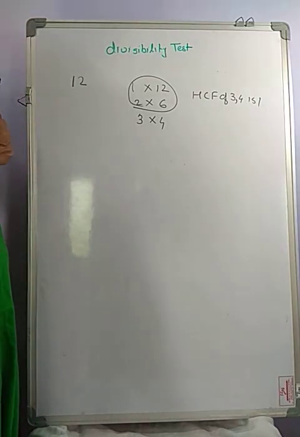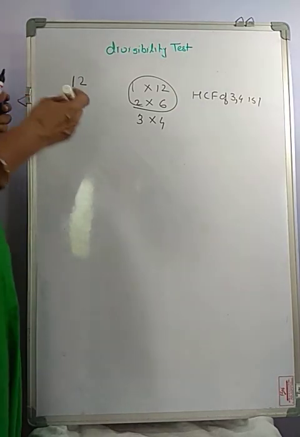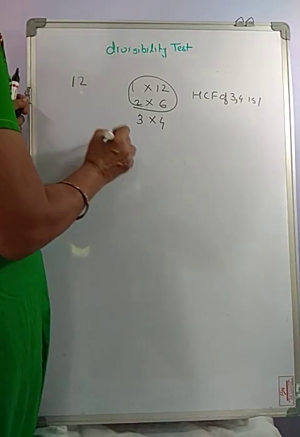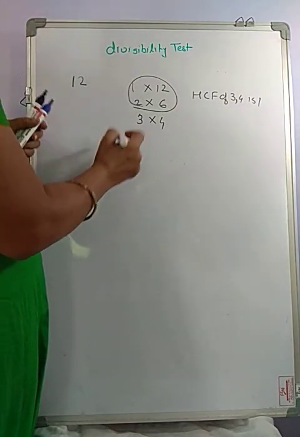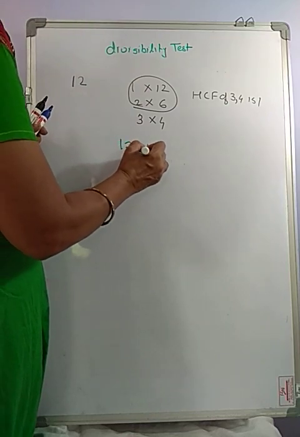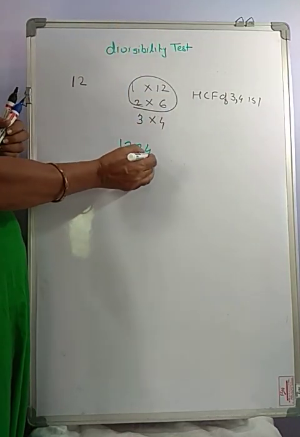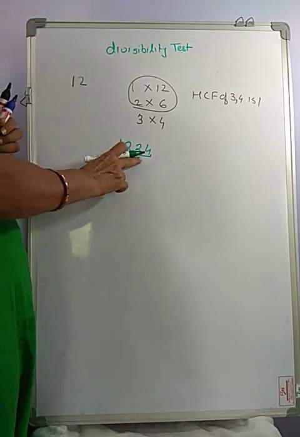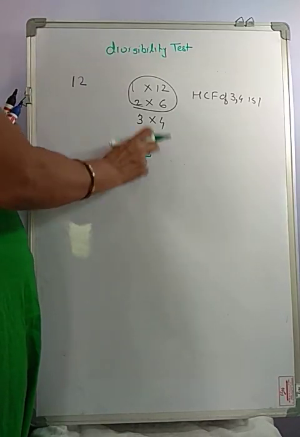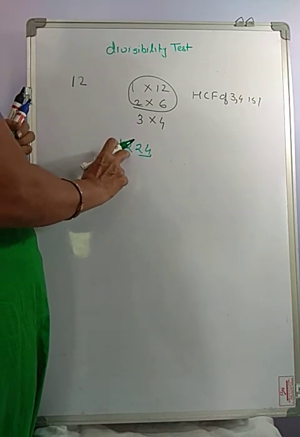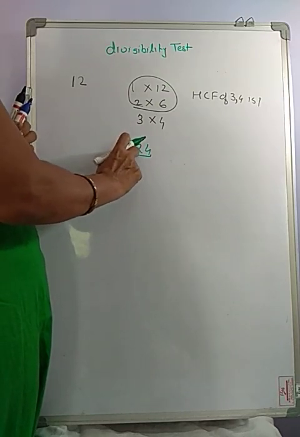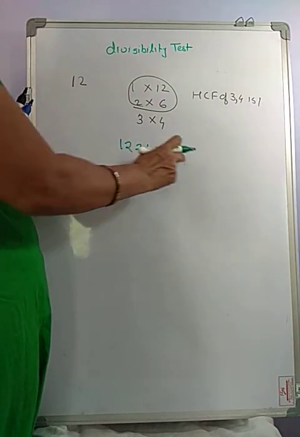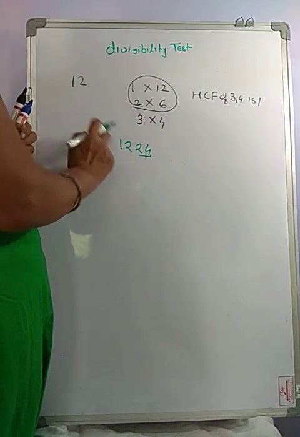For example, take any number. As I have taken 24 purposefully, this 24 is divisible by 4. Therefore, the whole number is divisible by 4. Now 1 plus 2, 3, 3 plus 6, 9. And that gives us this number is divisible by 3, so it is divisible by 12.